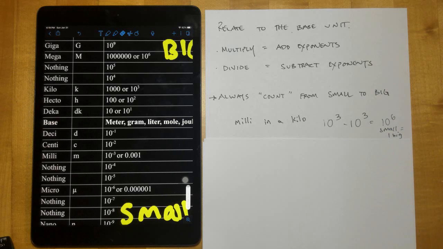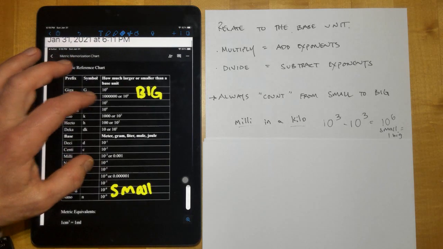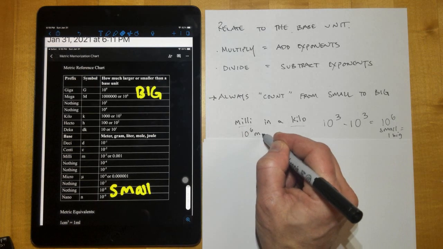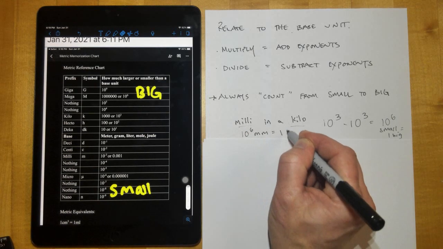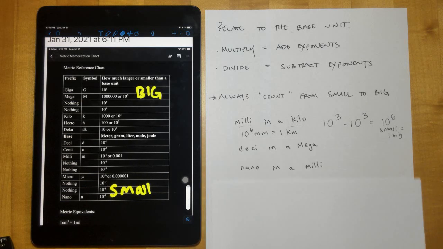So my question to you is, which one of these is the small unit? Well, the milli, hopefully you said, because it says small right down here. So that means there would be 10 to the sixth milli, whatever it is, let's say it's millimeters, in 1 kilometer, if it were meters. All right, let's do that again.